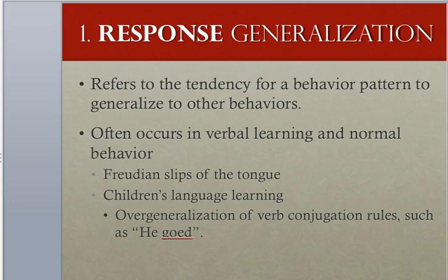It often occurs in verbal learning and in very typical, normal, everyday behavior. So like Freudian slips of the tongue where we accidentally use the wrong word. Children who are learning language when they're very small will overgeneralize verb conjugation rules. So they'll learn that you put the ed on verbs and it makes it past tense. So work becomes worked, play becomes played.